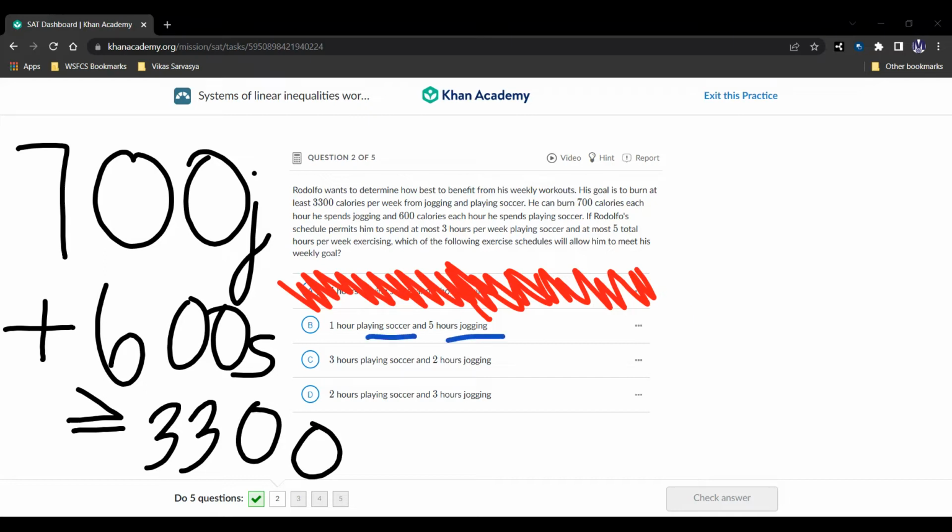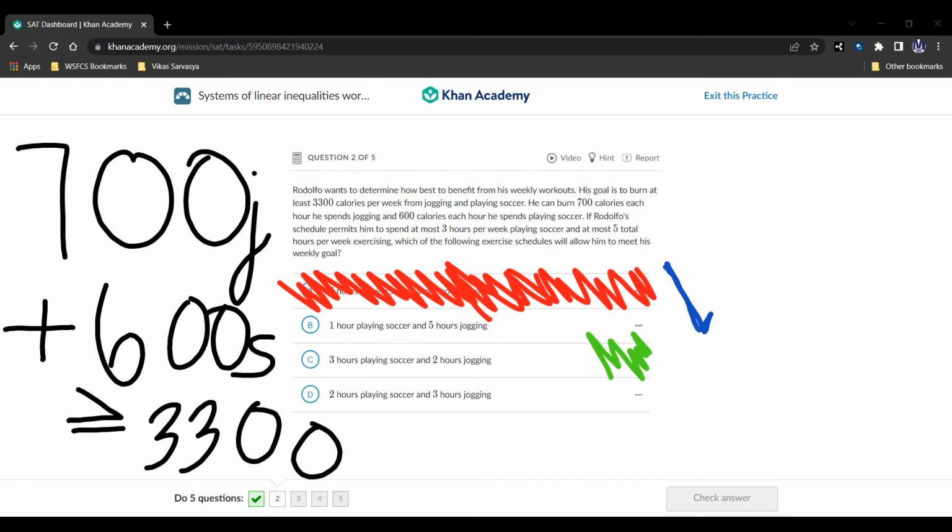So we have 5 hours jogging and 1 hour playing soccer. So it's 3,500 plus the 600, which is going to be 4,100. And then this one works. And then the second one is going to be 2 hours jogging and 3 hours playing soccer, or 1,400 plus 1,800, which is 3,200. So then this one also doesn't work.